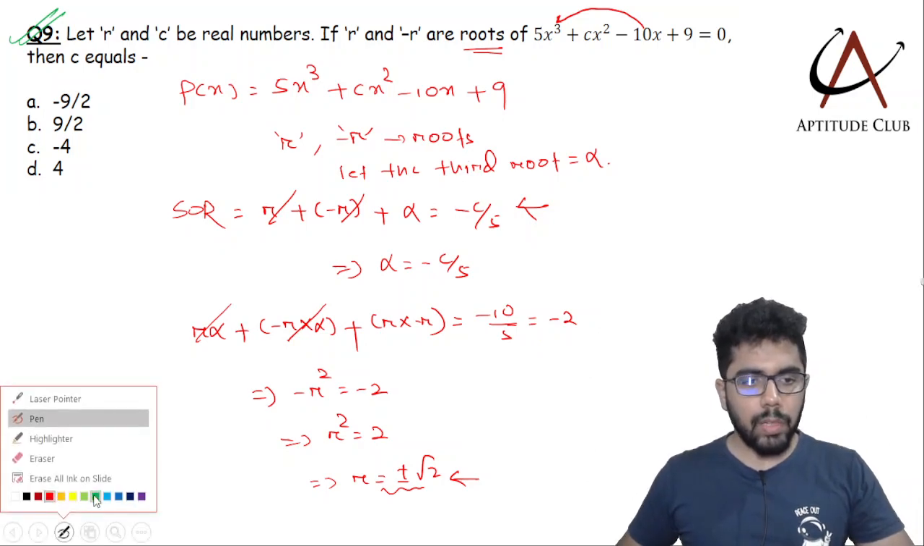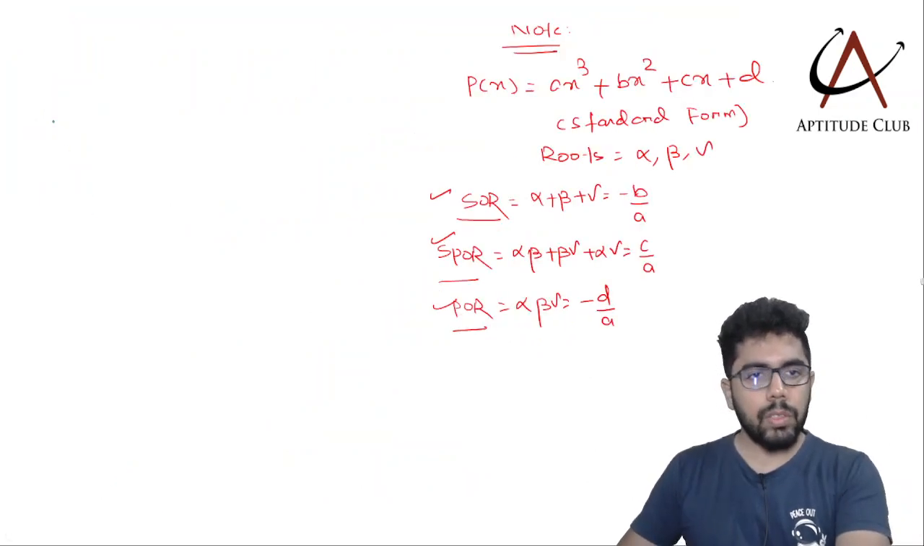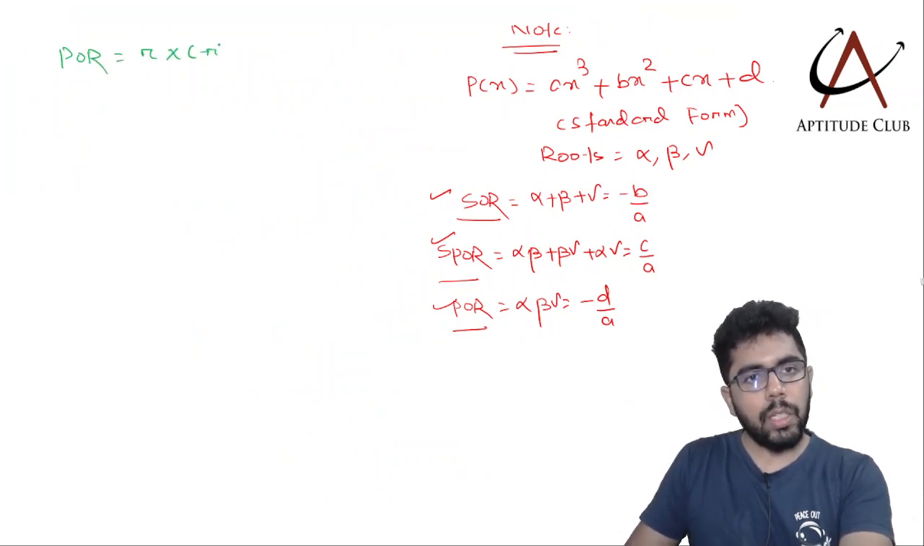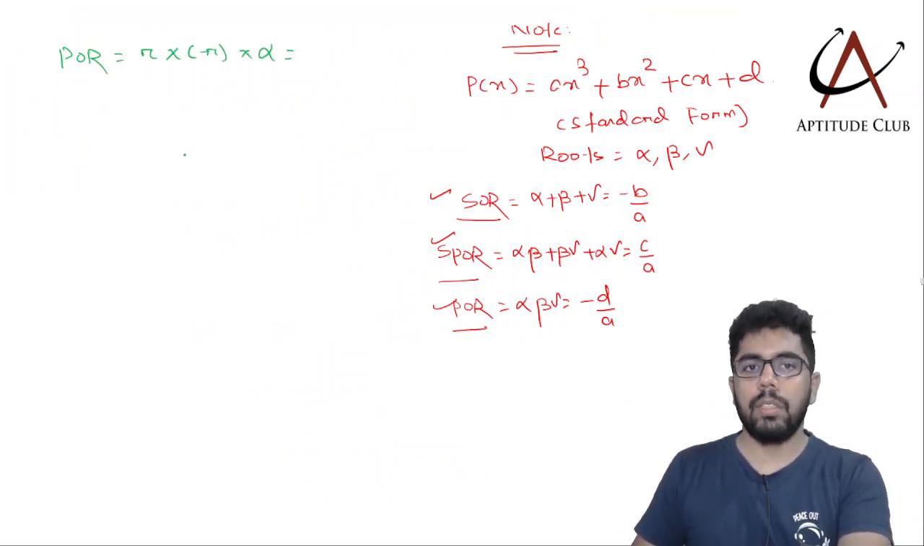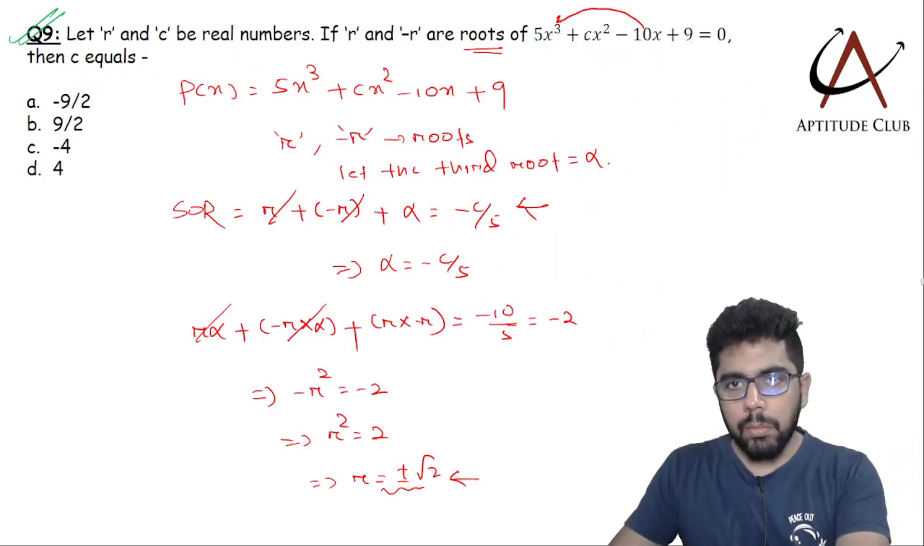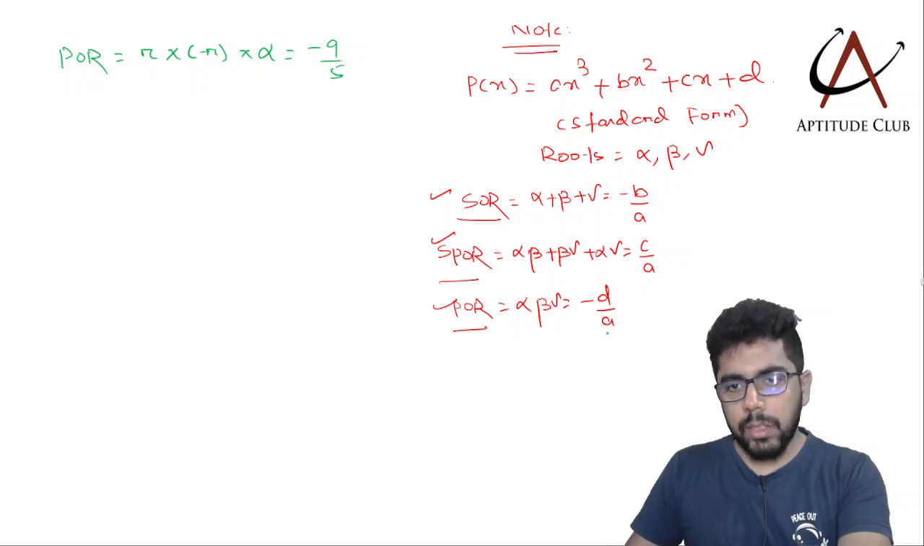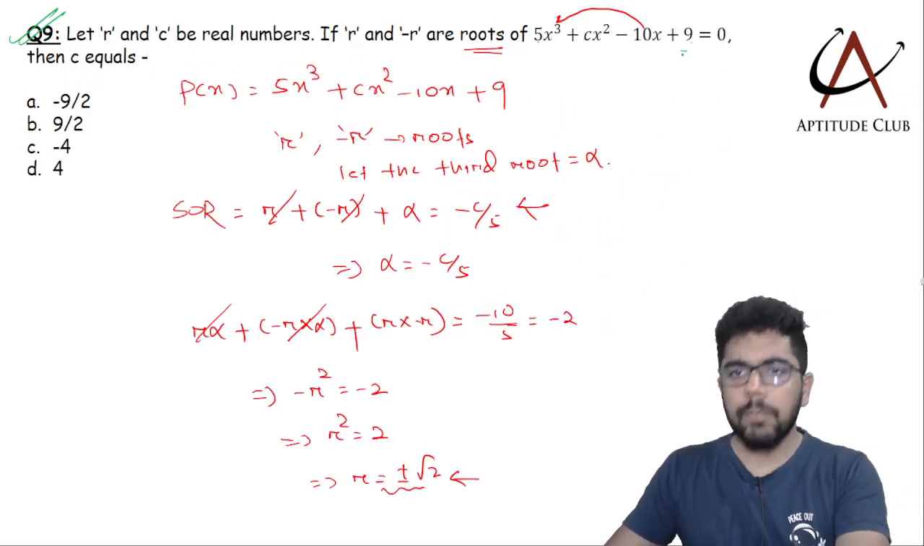So we have already got the value of r. Now it is easy. If I go with the product of roots, that is r into minus r into alpha. The product of roots is 9 by 5. Sorry, minus 9 by 5. Minus d by a. So d here is 9. So minus of 9 by a, here a is 5.